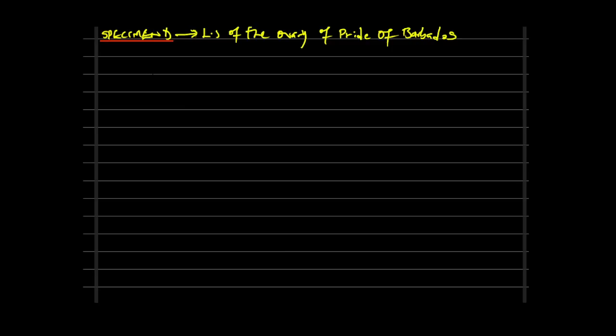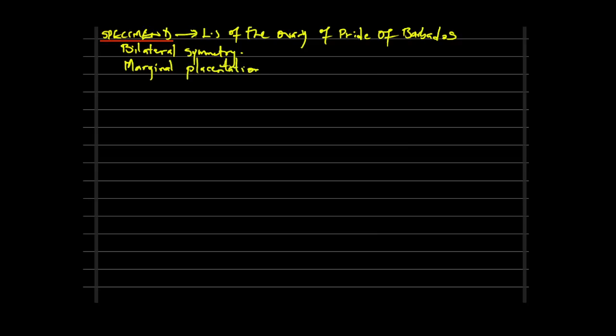Now, the characteristics of the Pride of Barbados flower: its symmetry. It has bilateral symmetry, and the placentation is marginal. It has marginal placentation.